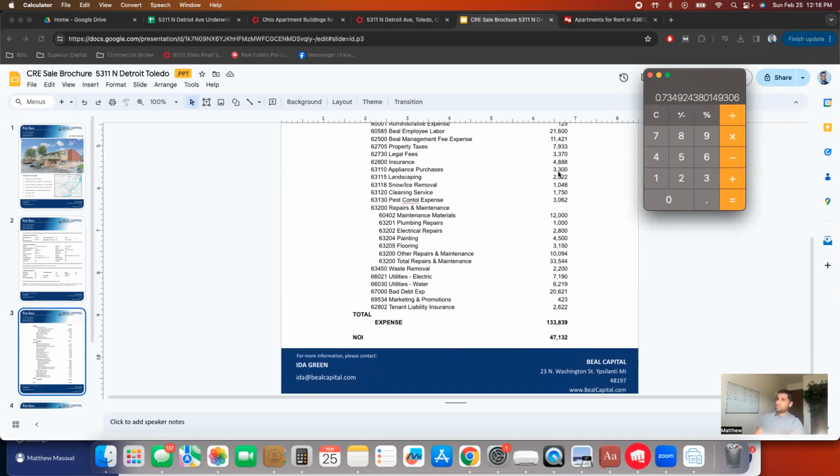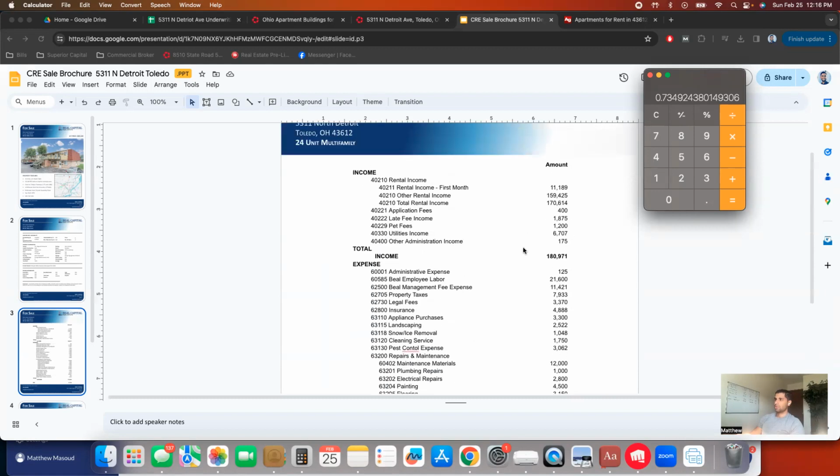So big picture, looking at this property, it looks like the opportunity is going to come from lowering the expenses and not so much raising the income. Seems like they're already close to market rent on this income. They are billing back some for utilities. They do have some late fee income, some pet fee income.